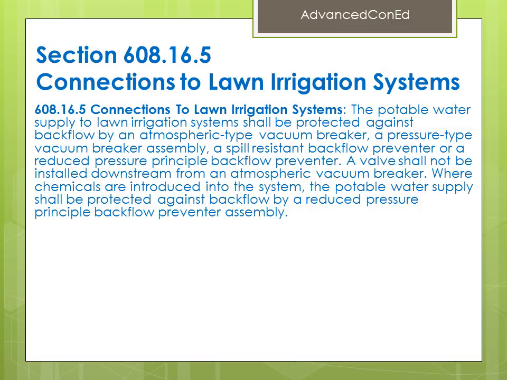A valve shall not be installed downstream from an atmospheric vacuum breaker. Where chemicals are introduced to the system, the potable water supply shall be protected against backflow by a reduced pressure principal backflow preventer assembly.